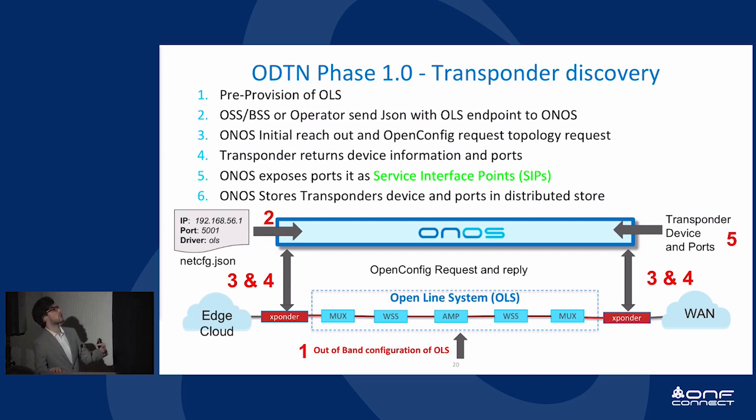At that point, ONOS exposes this topology information through TAPI northbound as service interface points. So the client side and the line side are exposed as service interface points through the TAPI northbound, and ONOS stores the transponder and device information inside the ONOS core, so it's replicated and kept for future use. And all of this discovery is done through OpenConfig. So we basically issue first a hello message through NETCONF, then we ask for the capabilities of the device, and then we ask for its ports, and that is all done through XML exchange messages over NETCONF. So this is transponder discovery.